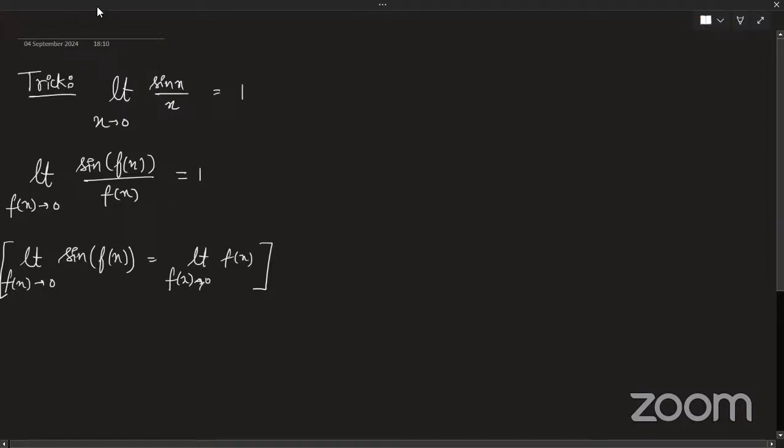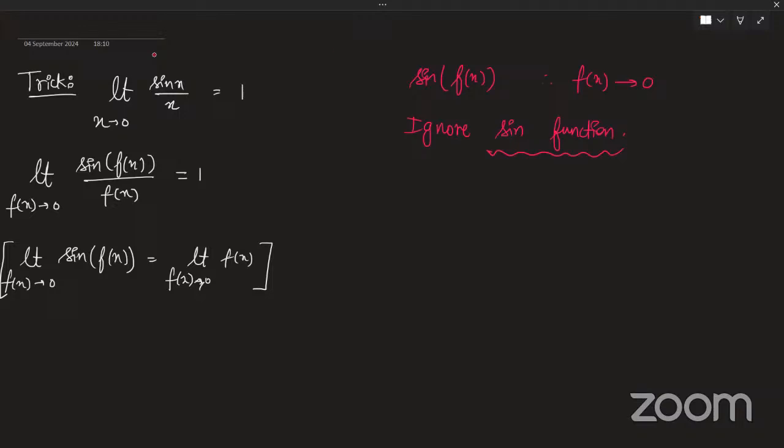So what is happening in this trick? Sine of f of x is equal to f of x when my f of x is tending to 0. So basically, I have a function inside sine, any function inside sine. I don't care what the function is. As long as the function is tending to 0, I can ignore my sine function. Everyone understood the trick? I can just easily remove my sine function and take my f of x, right?